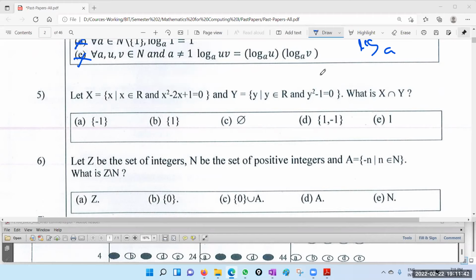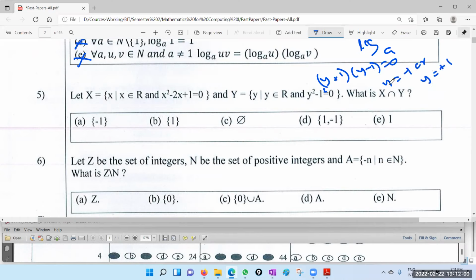So this is the easier one. Y squared minus 1 means a difference of squares, right? Y plus 1, y minus 1 is 0. So that means y plus 1 is 0 or y minus 1 is 0. That is y equal minus 1 or y equal plus 1. So there are two answers here. Y can be either minus 1 or plus 1.